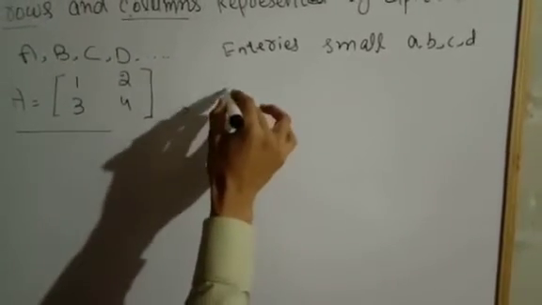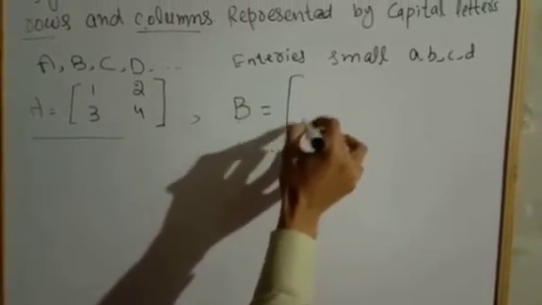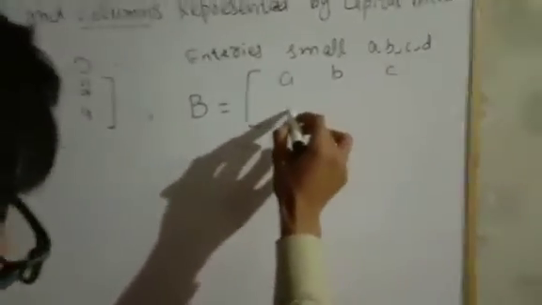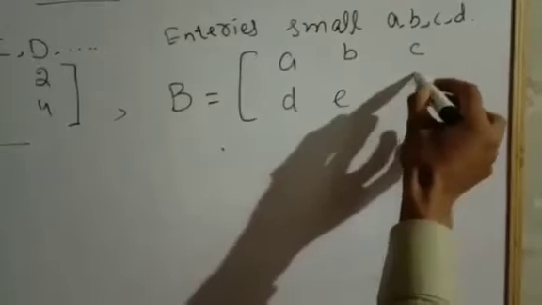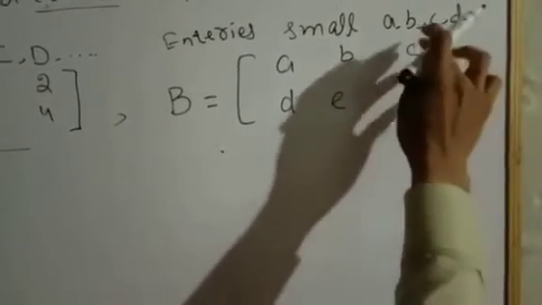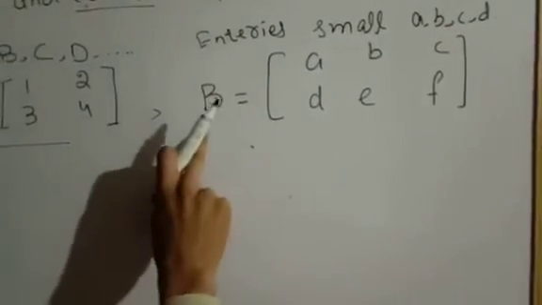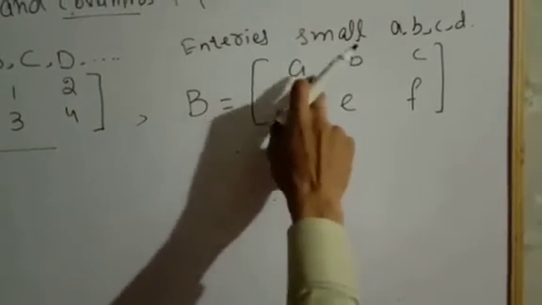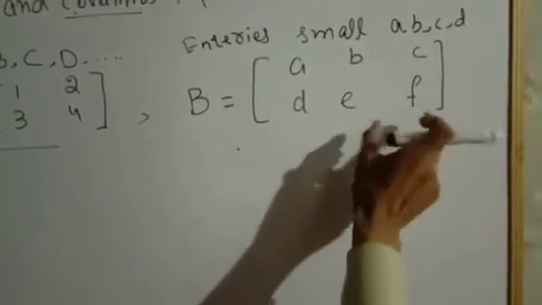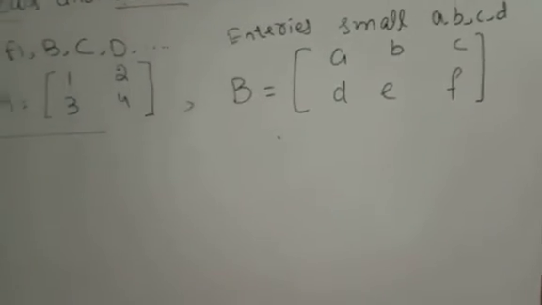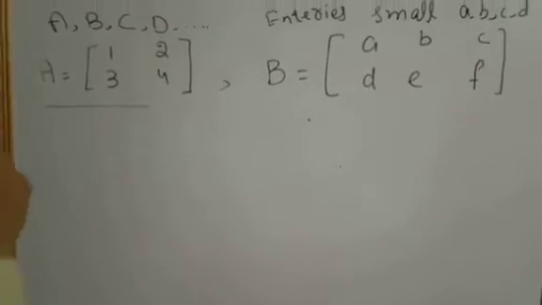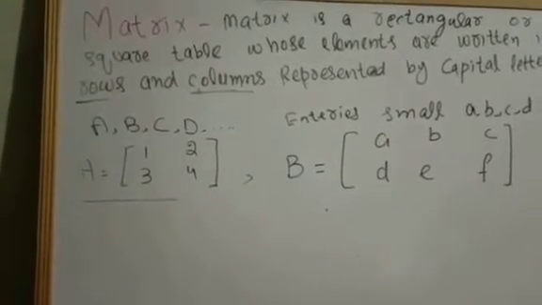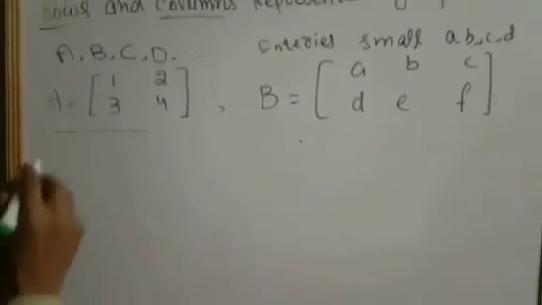Let's see another example. B is equal to a, b, c, d, e and f. So we have the matrix B whose entries include a, b, c, d, e and f. Now here we have seen two new things, rows and columns. Now let's see what is row and what is column.